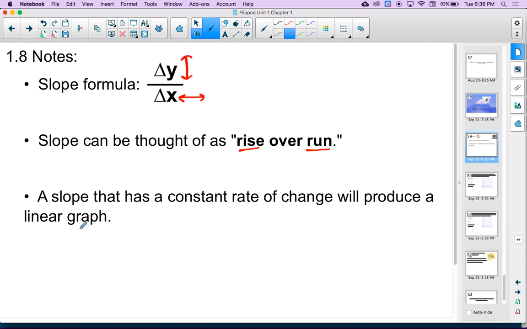One more note, this is not in your note packet, but I would write it down if I were you. A slope that has a constant rate of change, so a slope that is constant when we find that rate of change, will produce a linear graph. So these are when we're talking about straight lines, and we'll be focused on those today.